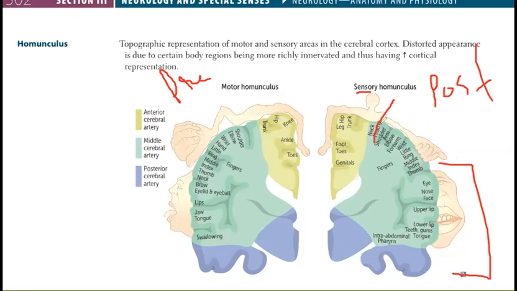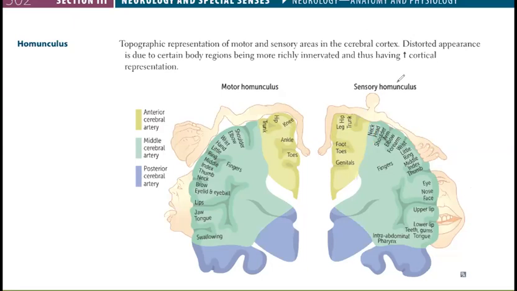Then we have your trunk portion, and then your hip, thigh, knee, leg, ankle, foot, even toes. And then there is another section for your genital organs, but they have not drawn it here. So this is all your sensory homunculus. You have the same for a motor homunculus.